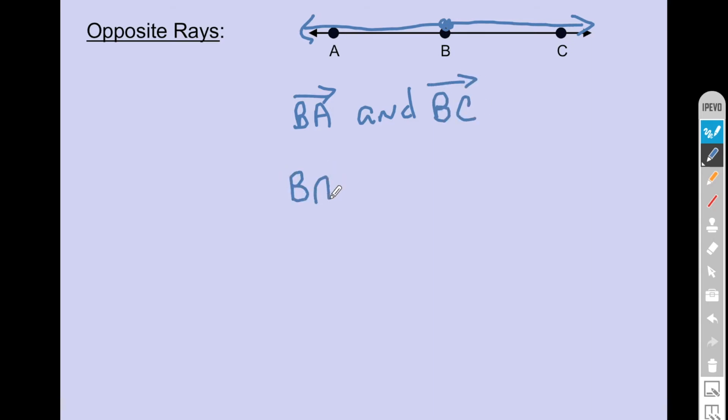How about BA and AB? Would they be opposite rays? Well, let's see. BA starts here, goes that way, and ray AB starts at A and goes this way. So are they opposite rays? Well, they go in opposite directions, but they have this little part here that overlaps each other. So they are not considered to be opposite rays. Opposite rays have to have the same starting point, okay, and then go in opposite directions.